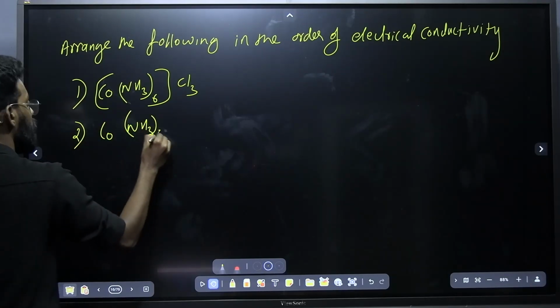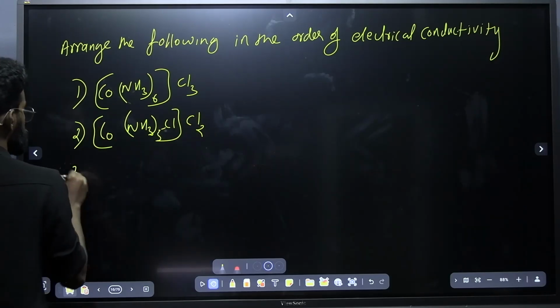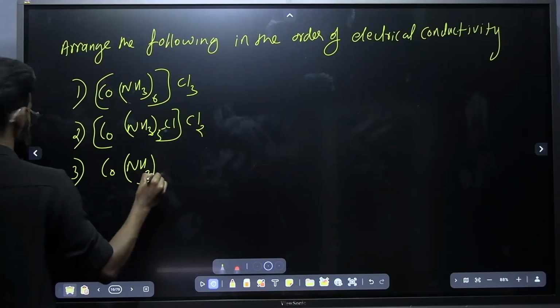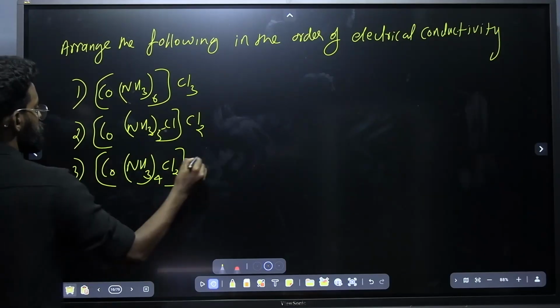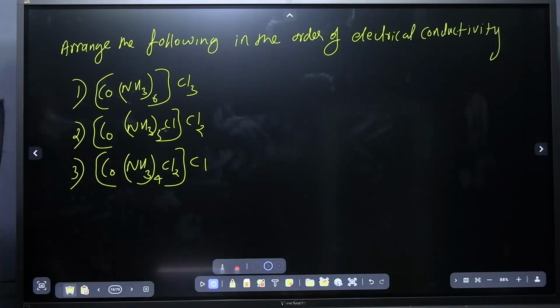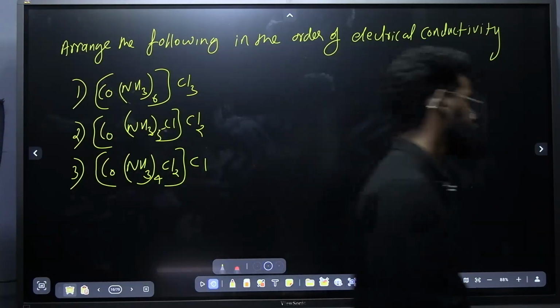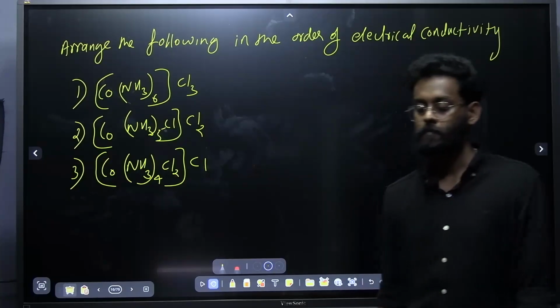[Co(NH3)5Cl]Cl2, and the third one is [Co(NH3)4Cl2]Cl. 1, 2, 3. Which is having more conductivity? Go through it. Let me know the answer in the chat box.